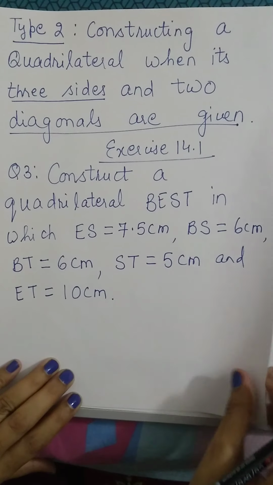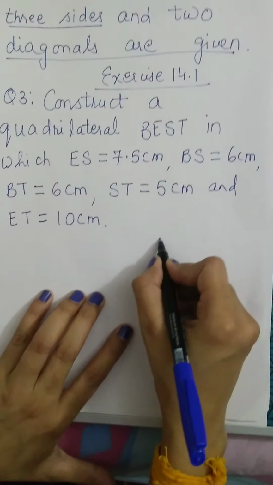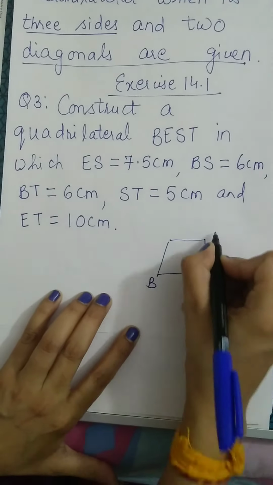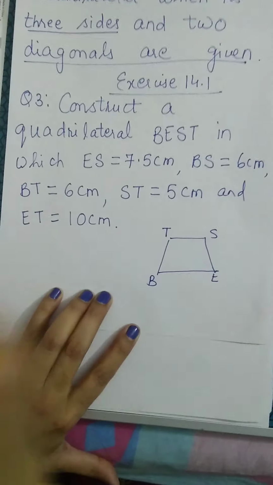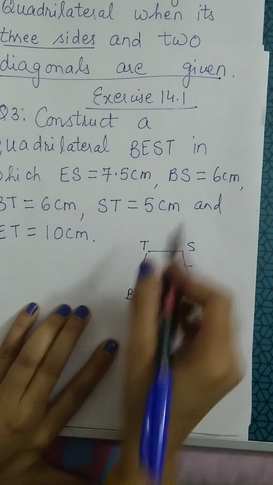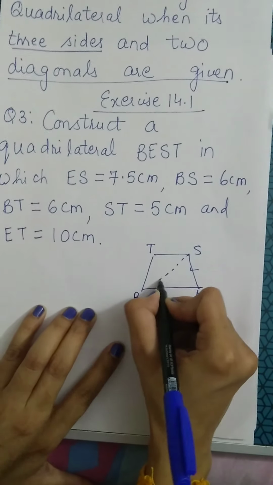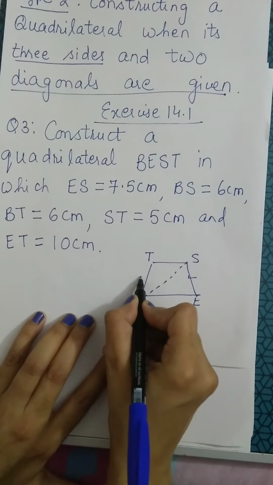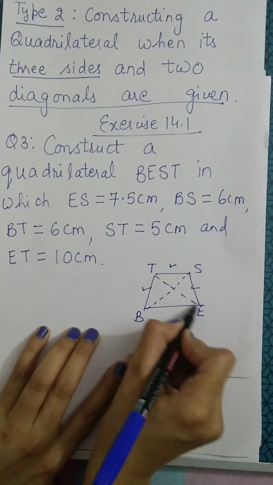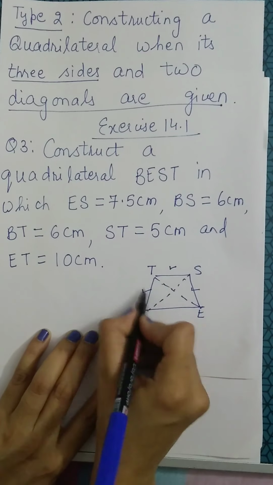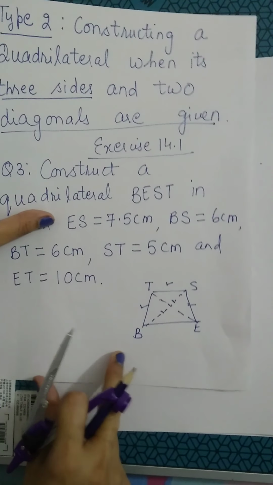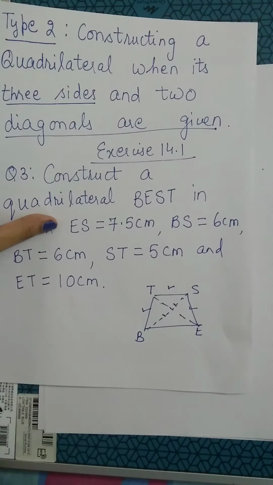and ET 10 cm. If I roughly draw this, let's say if I roughly draw a quadrilateral BEST, let's see which sides are given to me. ES is given to me. Then I've been given BS, that means diagonal is given. BT is given to me, then ST is also given to me, and ET. So these three sides, and let us do the construction here. I'll repeat again. In this, we've been given 3 sides and 2 diagonals.